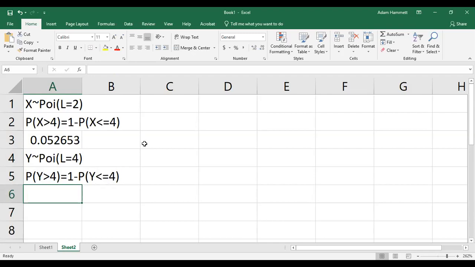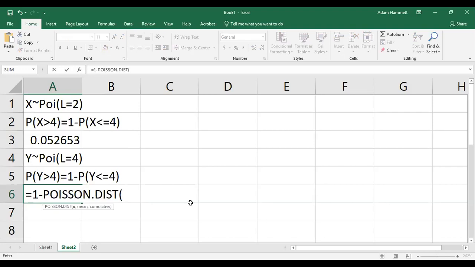I'm just writing that as a label so that you can see what we're doing here. And now I'm going to let Excel do the computation. The reason that I flipped this around in this way is so that I could use that cumulative feature that is built into Excel. So this is equals 1 minus Poisson. Anytime you want to invoke a function in Excel, you type equals and start doing some stuff. So it's Poisson distribution, x value 4.